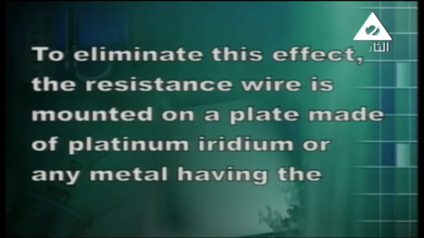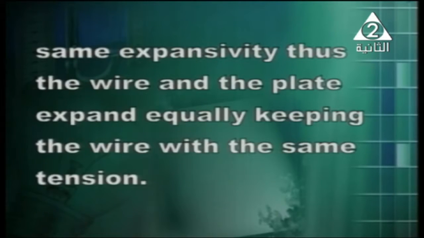To eliminate this error, and this is a very important thing, the resistance wire, the platinum iridium wire, is mounted on a plate made of platinum iridium or any metal having the same expansivity. Thus, the wire and the plate expand equally, keeping the wire at the same tension.